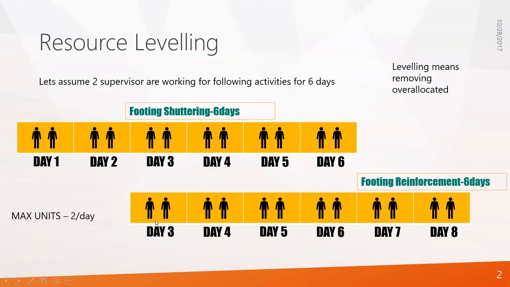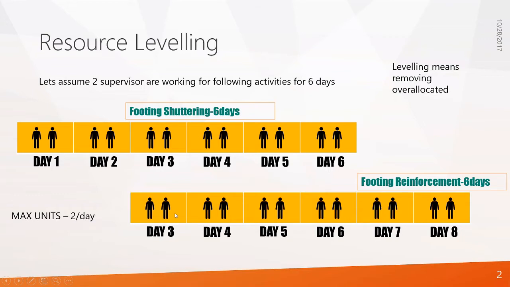You select the activity, you assign. Then you go to the next activity, you assign. So there is a lot of chance there may be some over allocations. Correct? If all relationships are finish to start, then there is no problem. But if there is a start to start relationship like this, between shuttering and footing reinforcement, there will be a lot of chance of some over allocation.